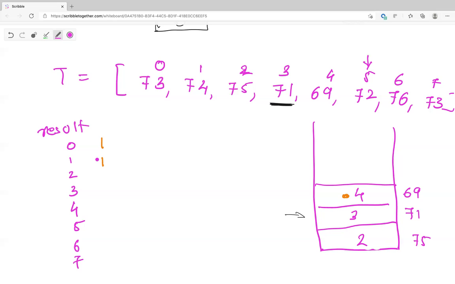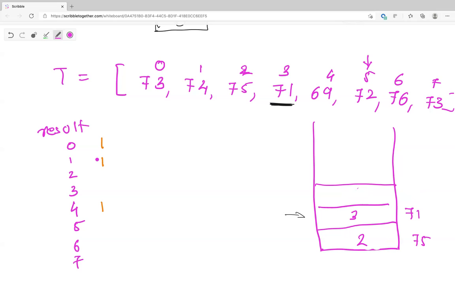Because I'm finding the answer for this guy. 72. Yeah, right now I'm at 72, correct? Yeah, so 5. But I'm looking at the top of the stack. The top of the stack index is 4. Yes. And I'm finding the answer for 4. Yes, right. So for 4, the answer is, 72 is bigger than me. And of course, I'll put 1 here at 4, correct? And I'll pop it out. I'll pop 69 out, correct?